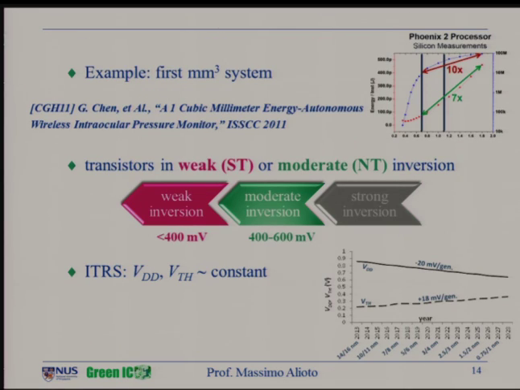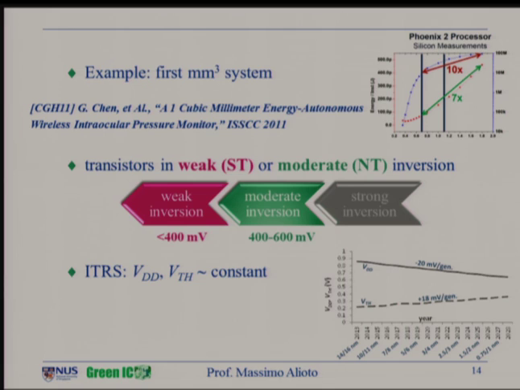Okay, here in this slide, I'm showing just an example. This is the first cubic millimeter system. It was published at ISSCC 3 years ago by UMich, University of Michigan. And here you can see energy versus voltage and throughput versus voltage. And their trend is basically the same as what I showed in the previous slide.